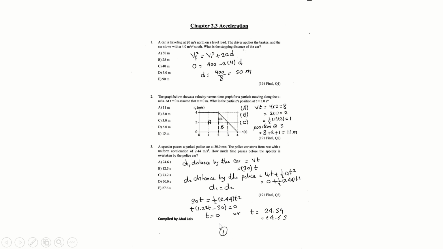So now I have two times. The first time, t equals 0, is when the speeder passed and met the police car at the beginning, and the second time is when the police car caught the speeder. So this is what we need, 24.6, which is given as answer A.